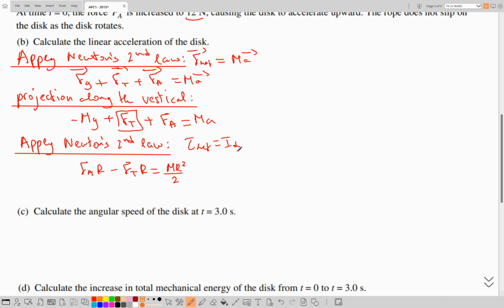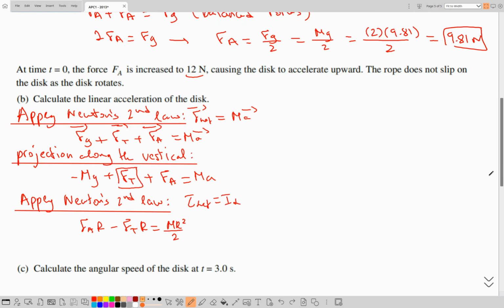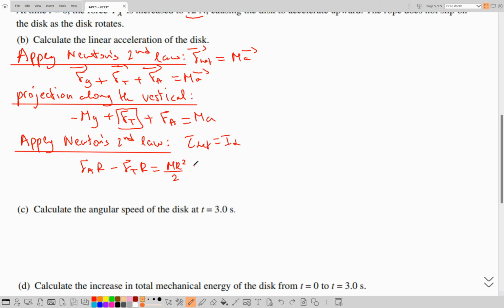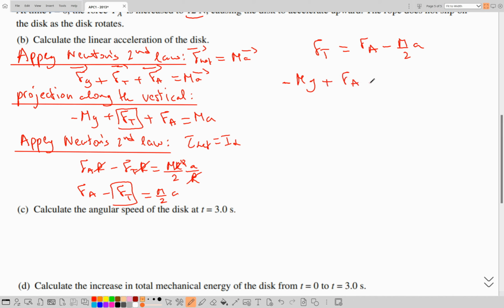multiplied by alpha. We have stated previously that we have motion which is rolling without slipping, so alpha can be related to a by a divided by r, because we need to make use of the cancellation effect here and here as well. Then Fa minus Ft is given by m divided by 2 multiplied by a, and the tension in this case would be Fa minus m divided by 2 multiplied by a. Now this tension would be replaced here, so we have minus mg plus Fa minus m over 2 multiplied by a plus Fa is equal to ma.